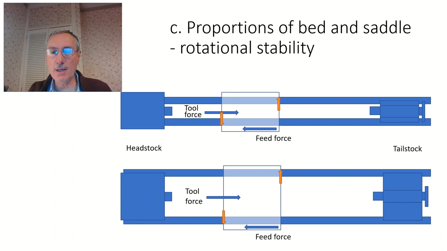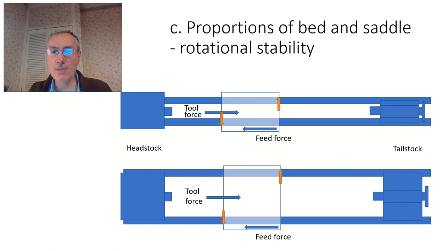So you can see that the narrower bed actually results in smaller forces on the corners of the saddle, where it locates on the bed, and that's going to result in less wear. So you have a compromise there. You have the stability of the broader bed versus the increased wear resistance that that brings, and that's something to think about. So as in all aspects of design, it's about compromise. It's about weighing up all of the various factors and coming up with the optimum.